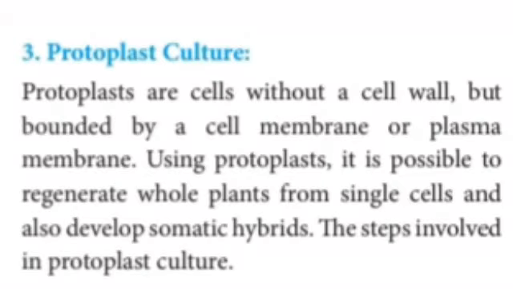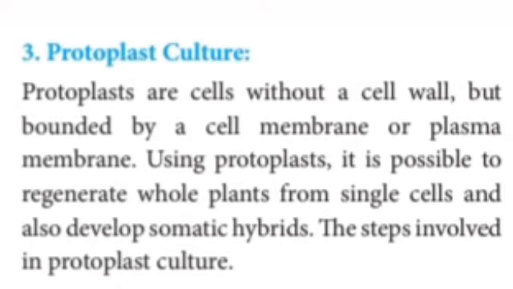Hi everyone, now we can see the types of plant tissue culture. The third type is protoplast culture. Protoplast culture has four steps: isolation, fusion, culture and selection of somatic hybrids. First, what is protoplast culture? Protoplasts are cells without a cell wall, but they are bound by a cell membrane called the plasma membrane.